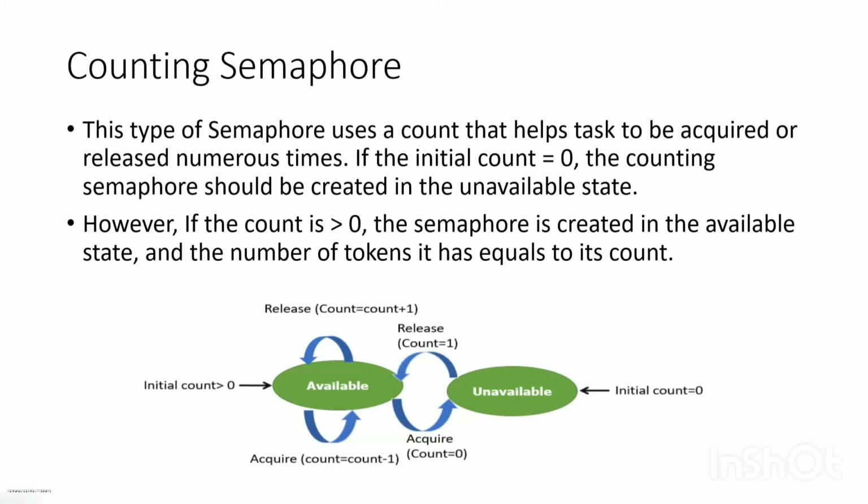Here also, this counting semaphore will act as a key to a critical section, but the critical section will have more than one shared variable or more than one shared resource. So more than one process can access the critical section, because up to the count, that many processes can access it. That is the feature of the counting semaphore. So with the help of a counting semaphore, a critical section can be accessed by more than one process, that is, up to the count. So that is a counting semaphore.